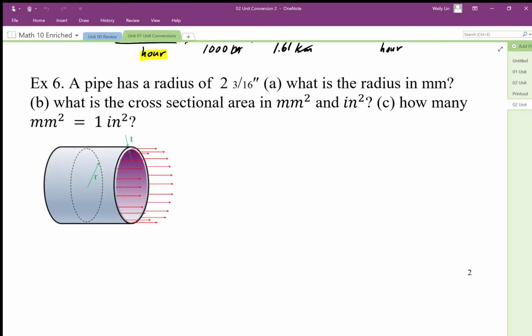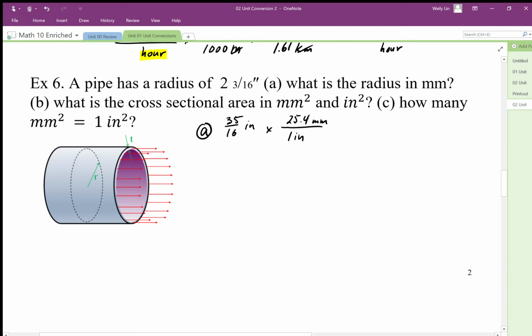So this pipe has a radius of 2 3/16 inches, and it wants to know the radius in millimeters. Okay, so first thing I'm going to do is convert those inches into an improper fraction. So I'm going to end up with 35/16 inches. And then I could use my 1 inch for 25.4 millimeters conversion factor.